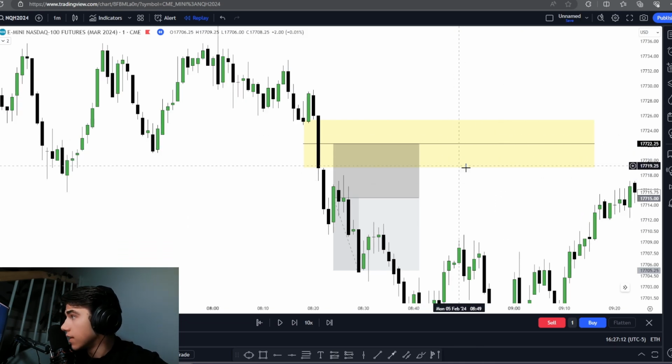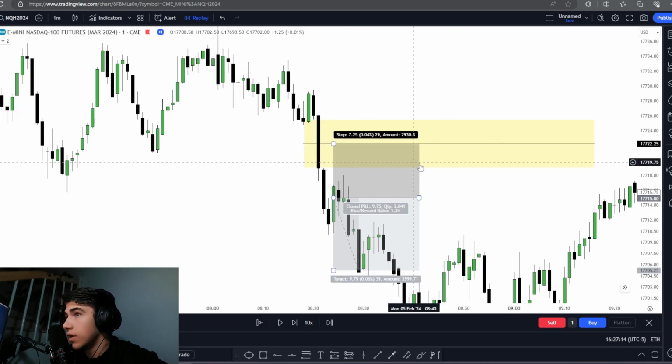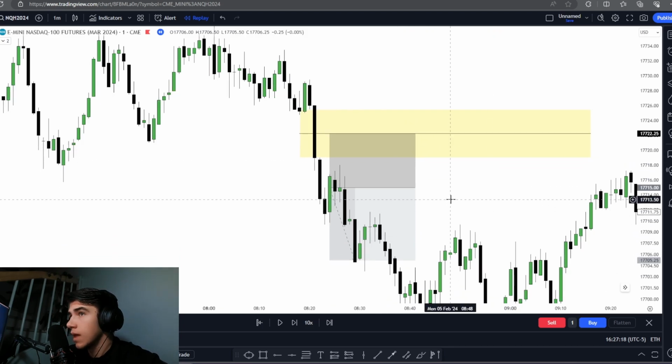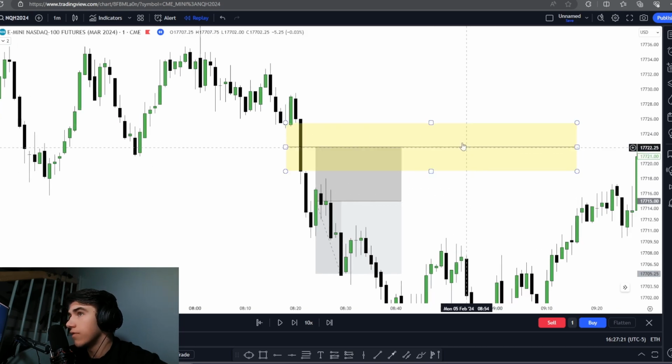Maybe I'm not confident that this is going to be a breakaway gap, so I still give price some sort of chance to hit this gap and then reverse by putting my stop at the middle point of this fair value gap, right?